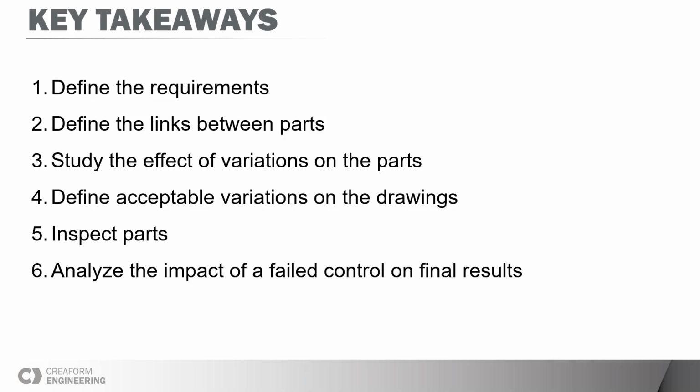And all of this will then be used to define acceptable tolerances on the drawing using GD&T. Then when the production starts, the information on the drawing will be used to inspect the part, and finally, the result of the inspection will allow us to evaluate the impact of the deviation on the final functional requirements of the product.